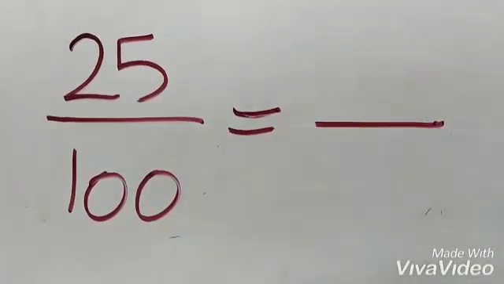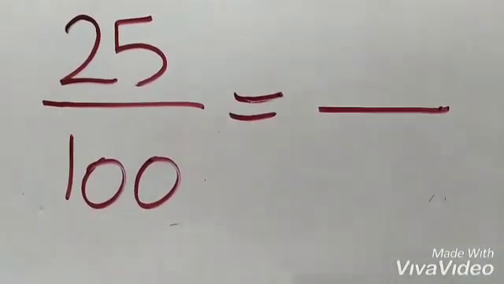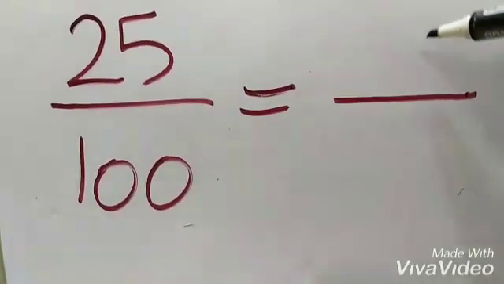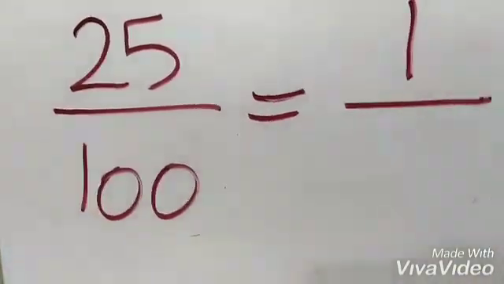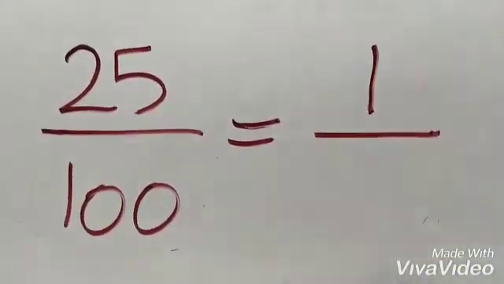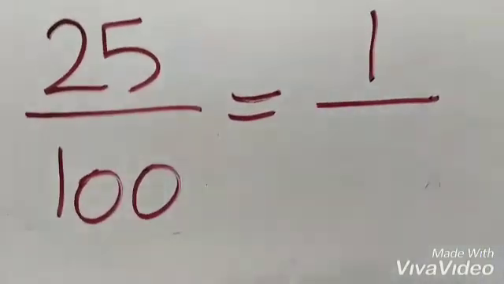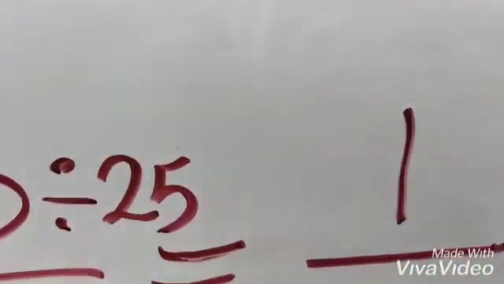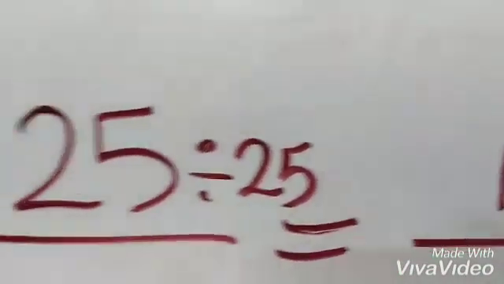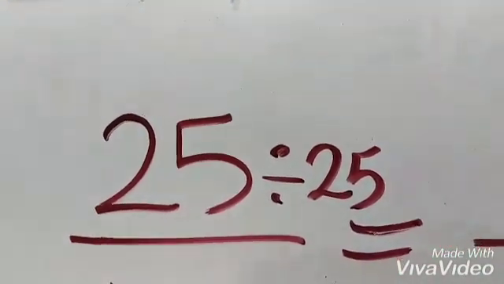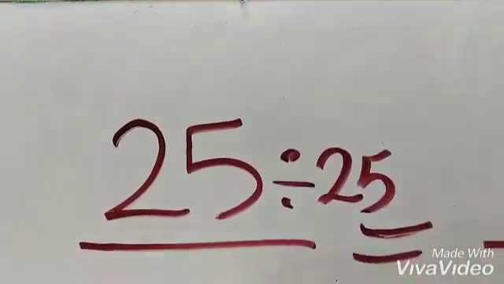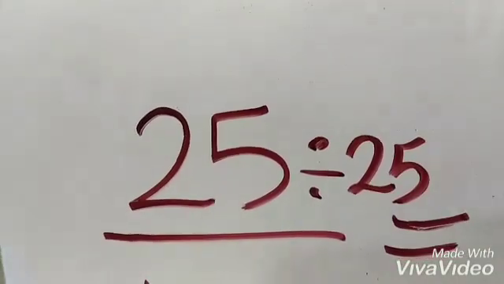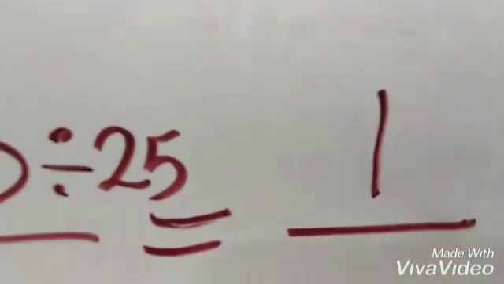We can write the fraction 25 hundredths in a simple way by changing the numerator to become 1. How can I change 25 into 1? If I want to change the number 25 to become 1 in the numerator, then I have to divide it by 25, because any number divided by itself equals 1. So 25 divided by 25 equals 1.